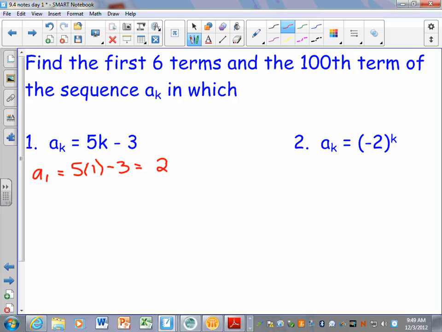But if I wanted to find the second term, I would say a sub 2. And that would be 5 times 2 minus 3, or 10 minus 3, which is 7. Right? Follow me so far here? A sub 3 is 5 times 3 minus 3, or 15 minus 3, which is 12.